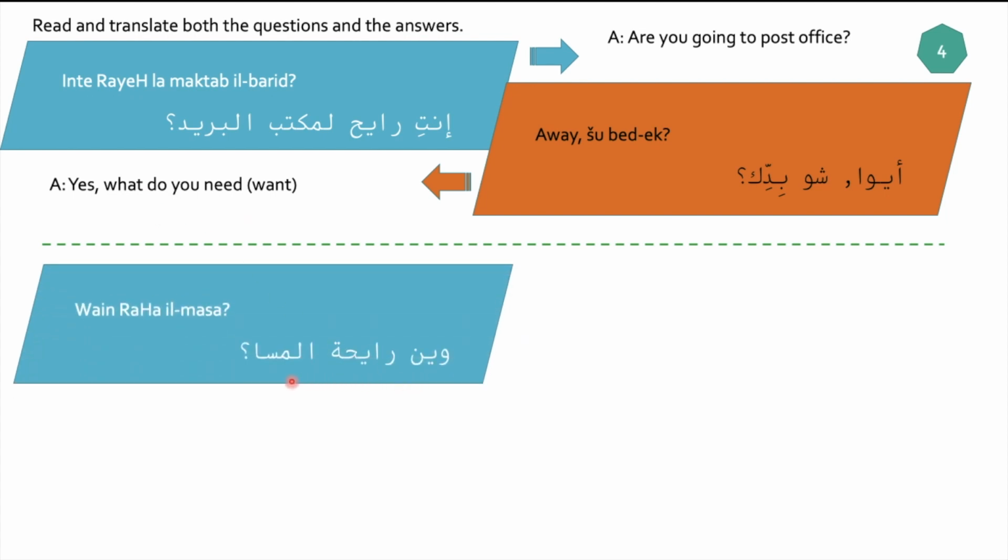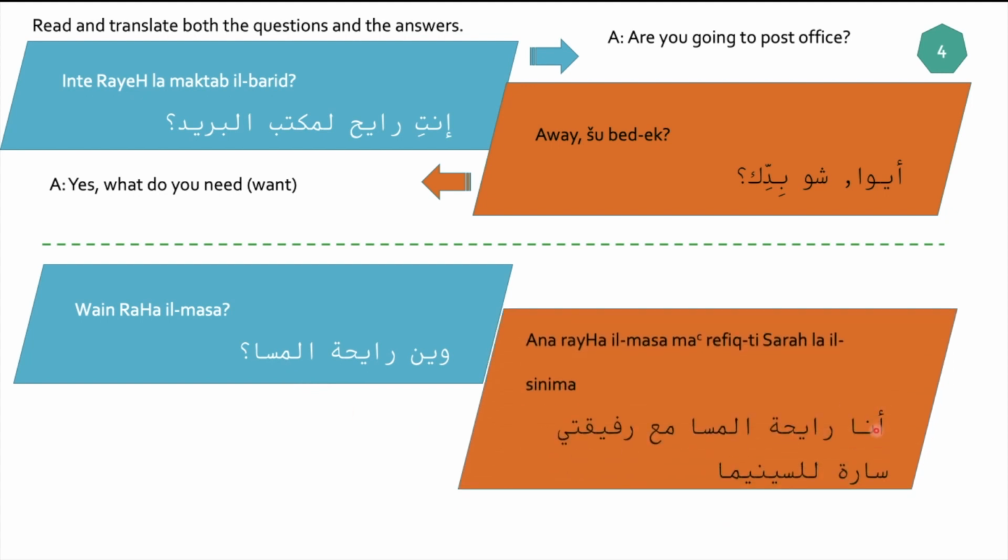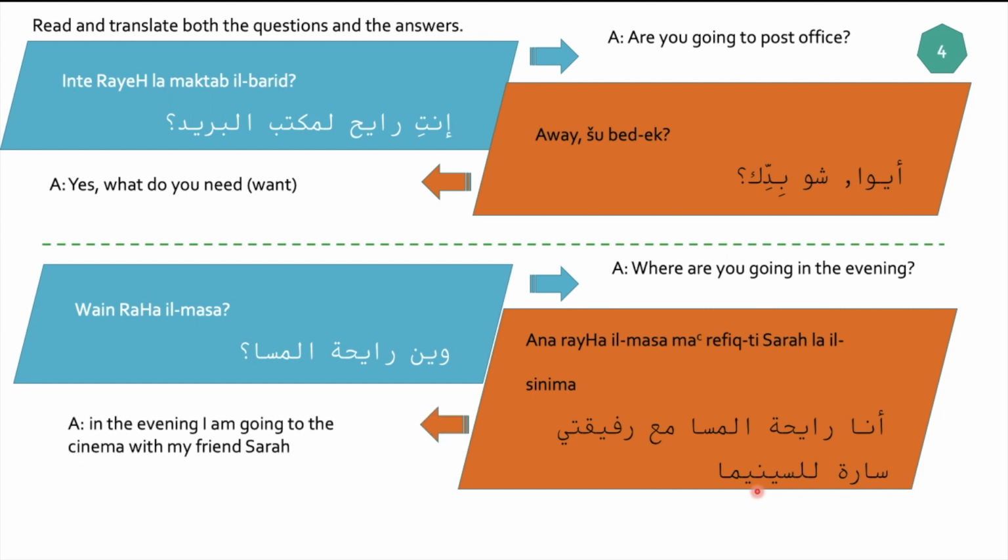وين رايحة المساء؟ أنا رايحة المساء مع رفيقتي سارة للسينما. And the translation is, where are you going in the evening? Meaning, what are you doing? What are you up to in the evening? And she replies, in the evening, I'm going to the cinema with my friend Sarah.